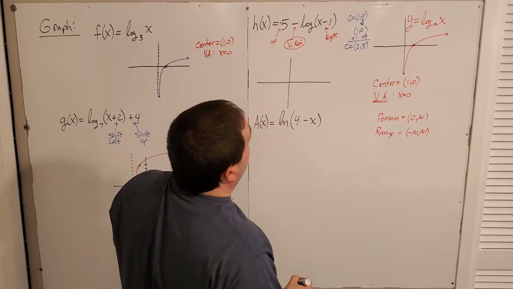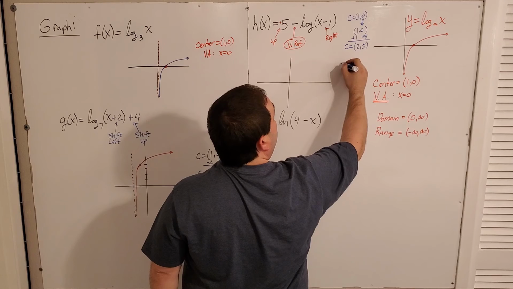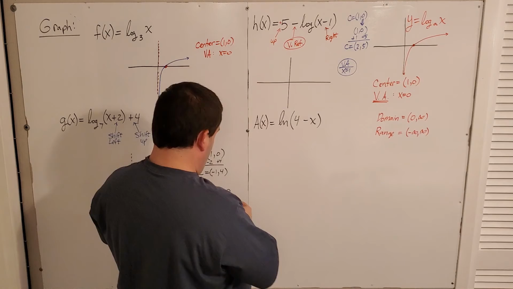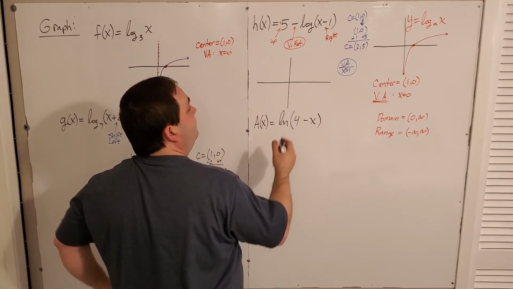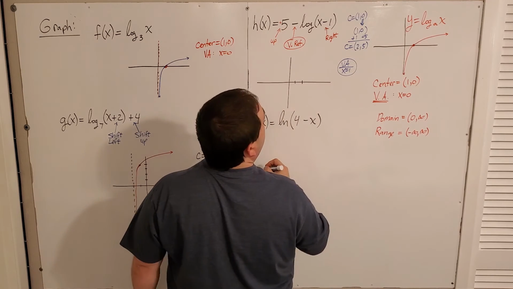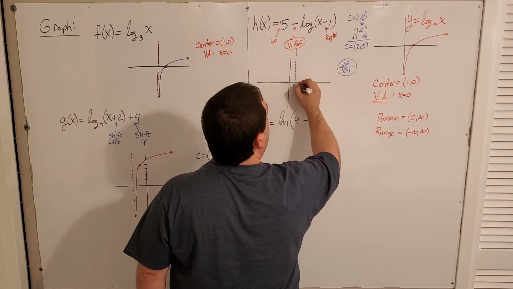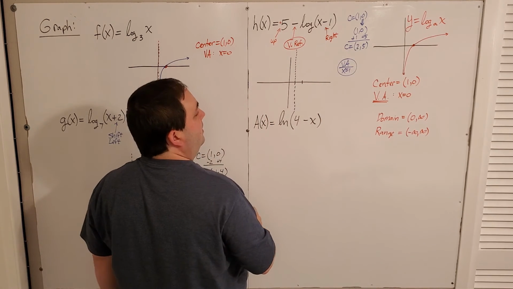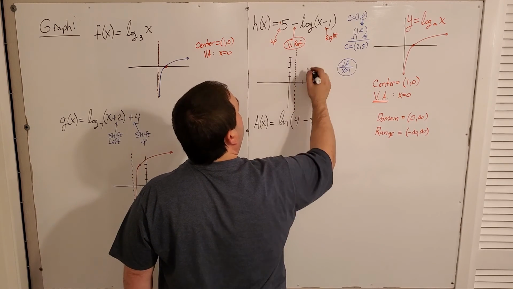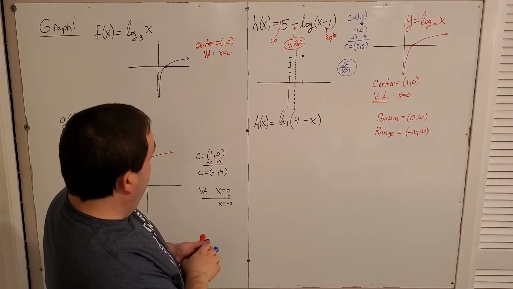Where's my vertical asymptote? What causes 0 in here? My vertical asymptote is going to be x equals 1. So let's draw this in. Let's see, 1, 2, like this. Vertical asymptote here at 1. And my new center is up 5. Ooh, that's like way up here. All right, let's draw it in.